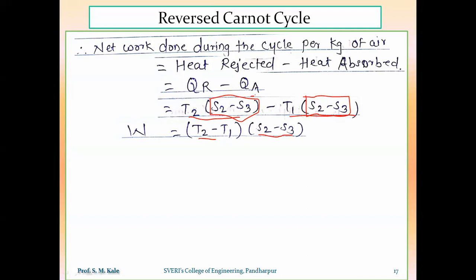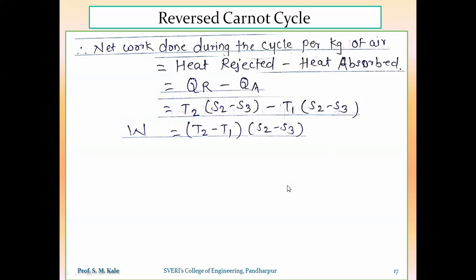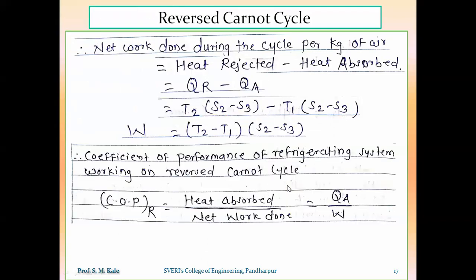So this is the value of net work done. Now after calculation of the value of net work done, our main aim is to calculate the value of COP of this reverse Carnot cycle. As we know, COP, the coefficient of performance of any refrigeration system, is given by refrigerating effect divided by net work done.